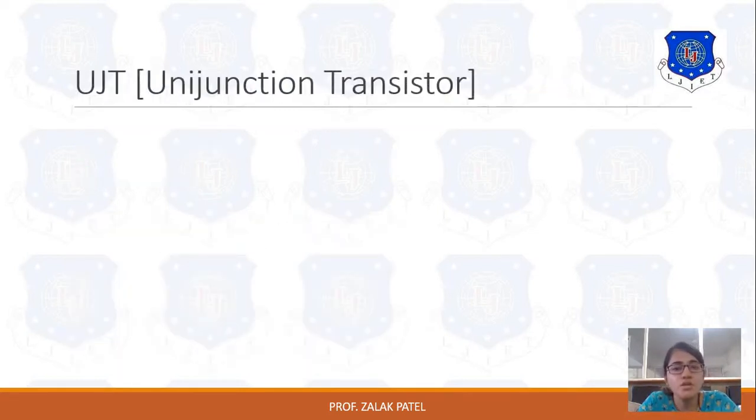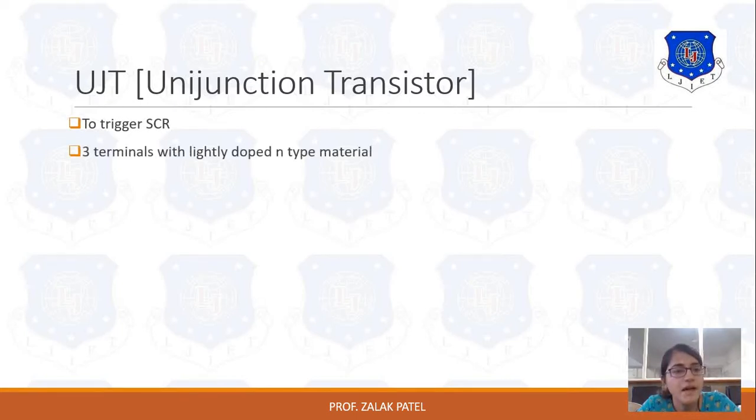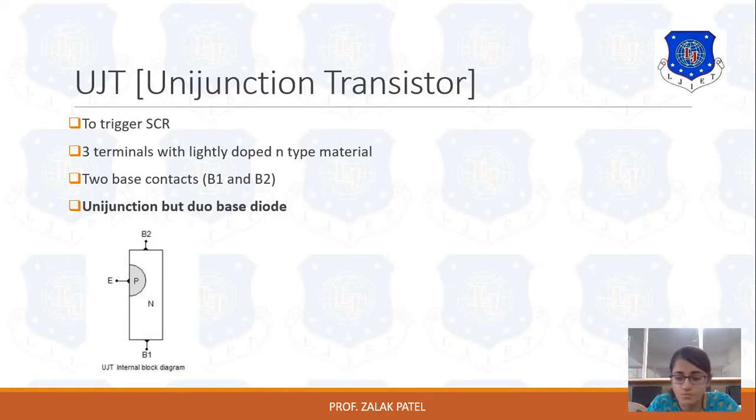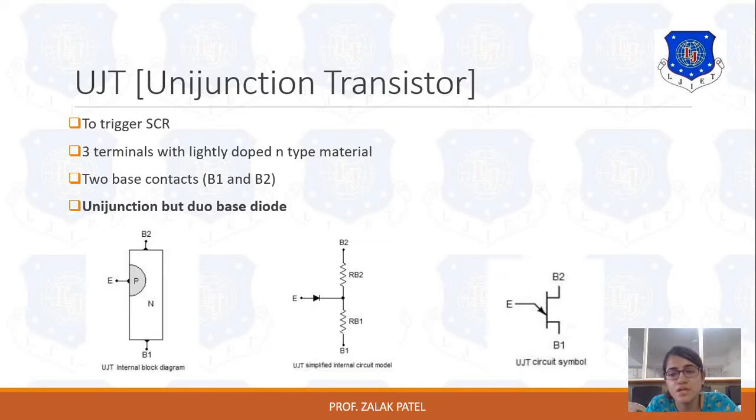Next is the unijunction transistor. The unijunction transistor is mainly used to trigger the silicon controlled rectifier. It has 3 terminals with lightly doped N material. The 3 terminals are the emitter and the other two, base 1 and base 2, B1 and B2. Here you can see the UJT internal block diagram with 3 terminals: emitter, B1 and B2. This is a simplified internal circuit model, and this is the UJT circuit symbol.